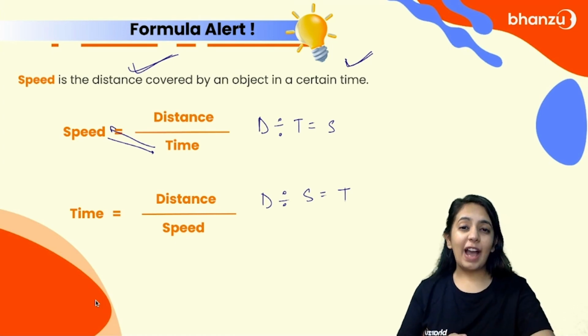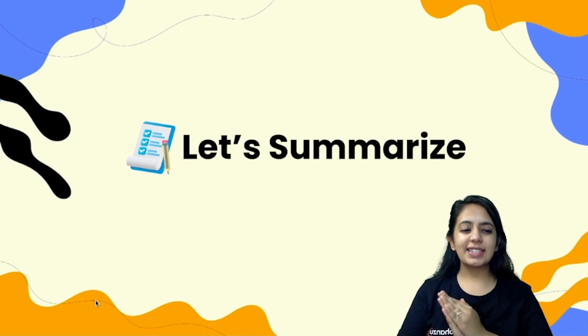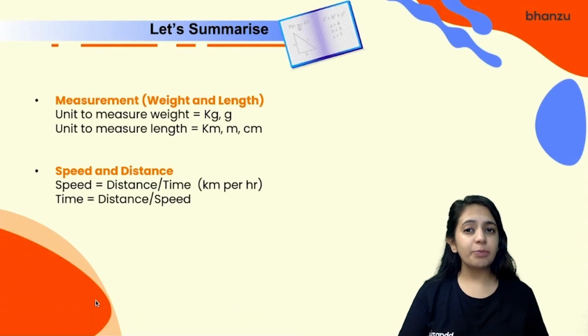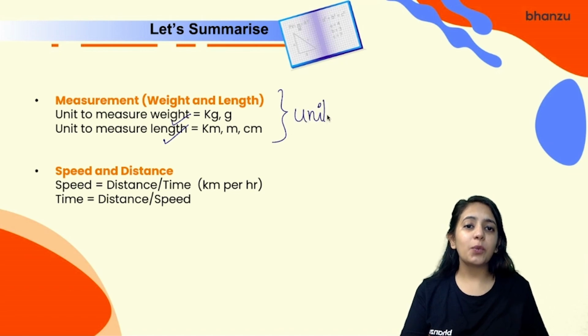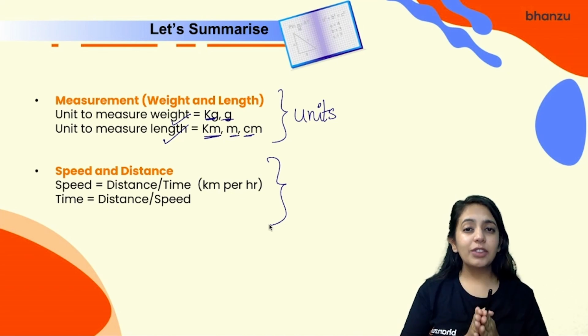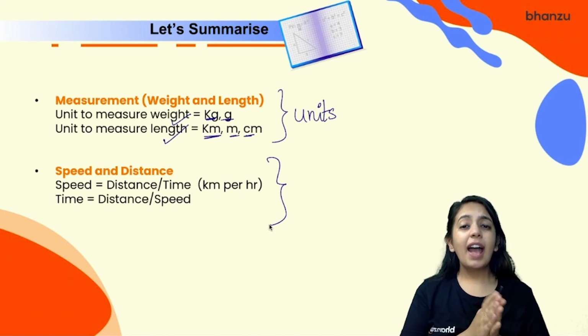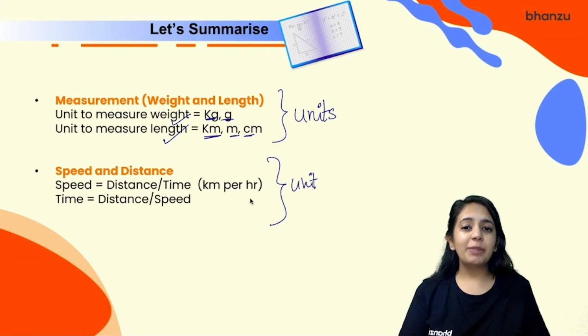Now, it's time to summarize whatever we have learned in today's class. We have learned about the measurements of weight and length and have understood the units which are used in case of weight and length. To calculate weight, we use kilogram, gram. In order to measure length, we use kilometer, meter, centimeter. Now, the two important formulas are speed and time. So, the formula for speed is distance divided by time and the formula of time is distance divided by speed. The unit that we use for speed is kilometer per hour. That is, distance must be in kilometers and time must be in hours.